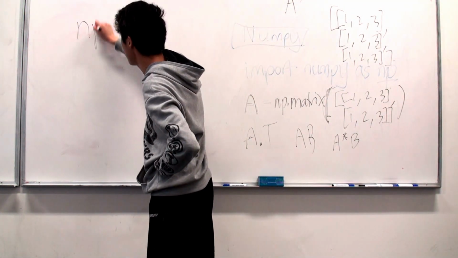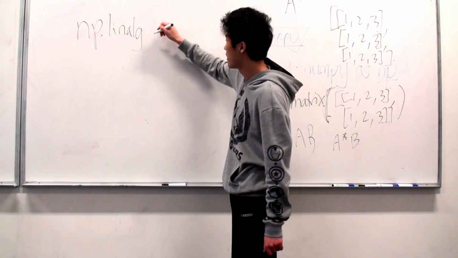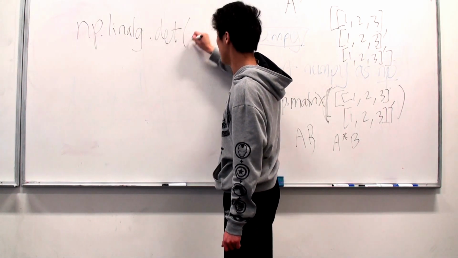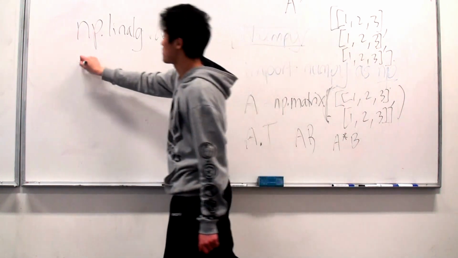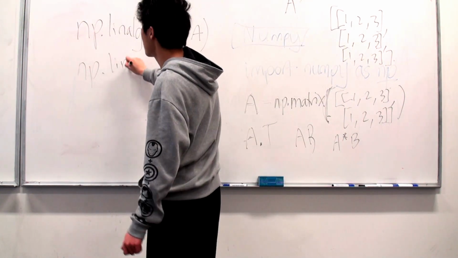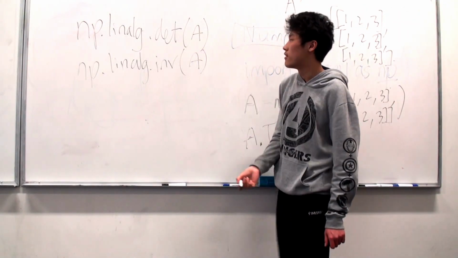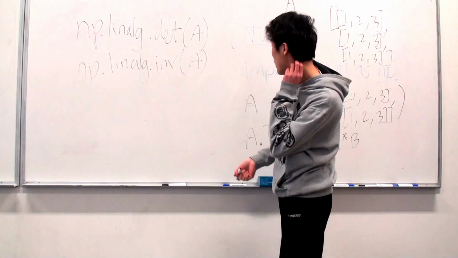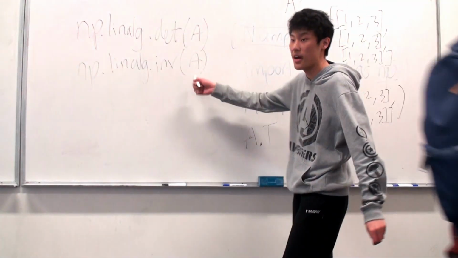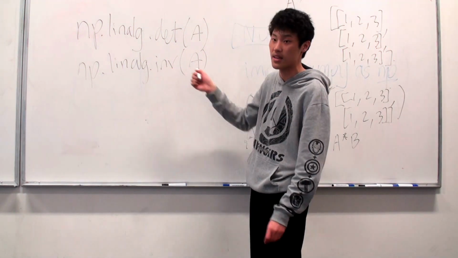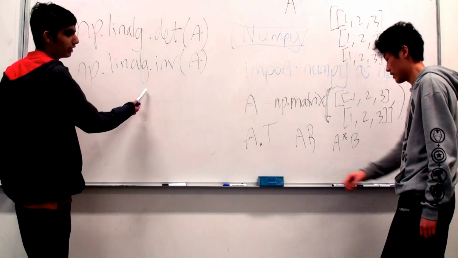To find the determinant, it's just np, right? Dot linalg for linear algebra, right? Dot det of A. And this will tell you the determinant. For inverse, np dot linalg dot inv. And these are the things we will use. And yeah, just remember, if the determinant is 0, the inverse will say there's an error. Yeah, we'll demonstrate this next week.